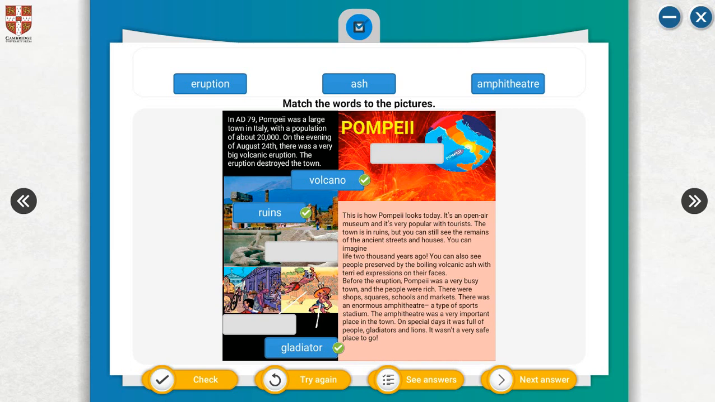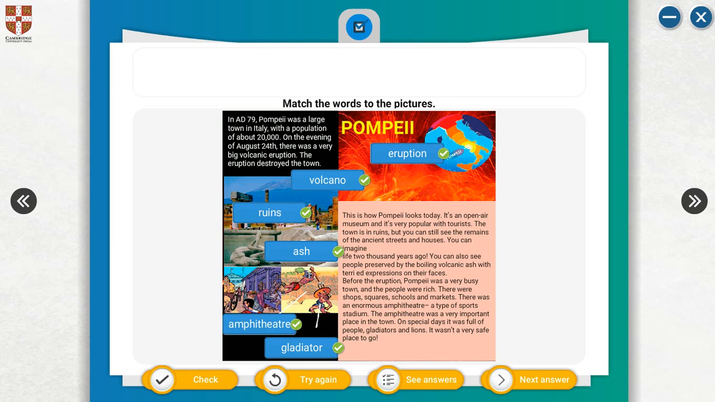Eruption. Number 5. There's an eruption in here. Ash. Can you see the ash? These are ash. And 6, an amphitheater. Look at the amphitheater. And the amphitheater is 2. Please write these words in the pictures. Check your answer, please. I close it.